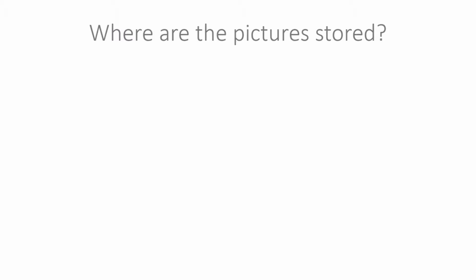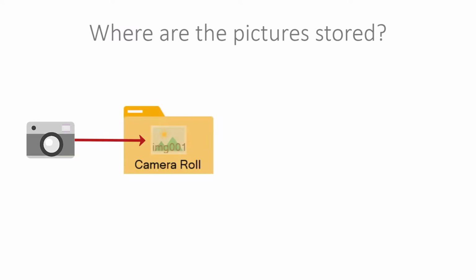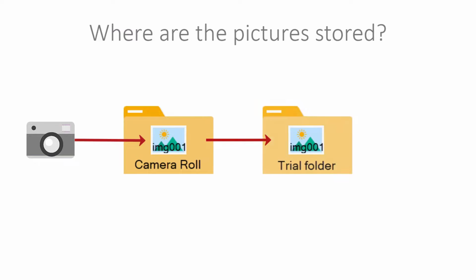So where are the pictures stored once taken in data entry mode? The initial image file is generated by the Windows Camera app and saved into the Pictures Camera Roll folder. ARM then copies this file, saves the file to the folder where the trial is stored on the tablet, and then renames the file according to the image options set earlier.